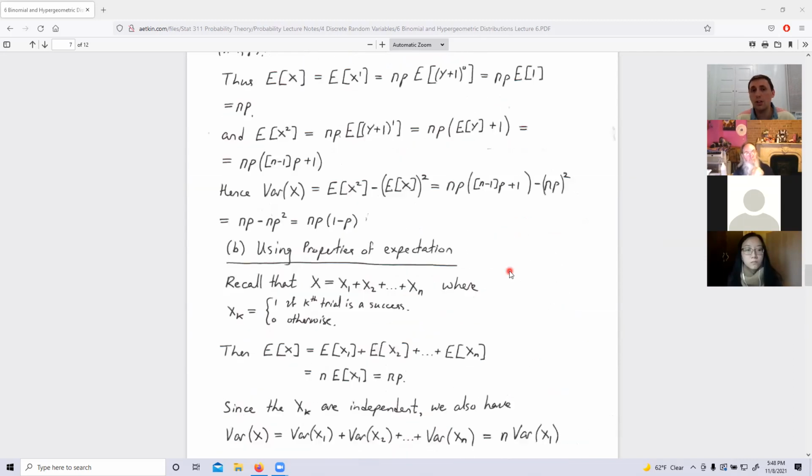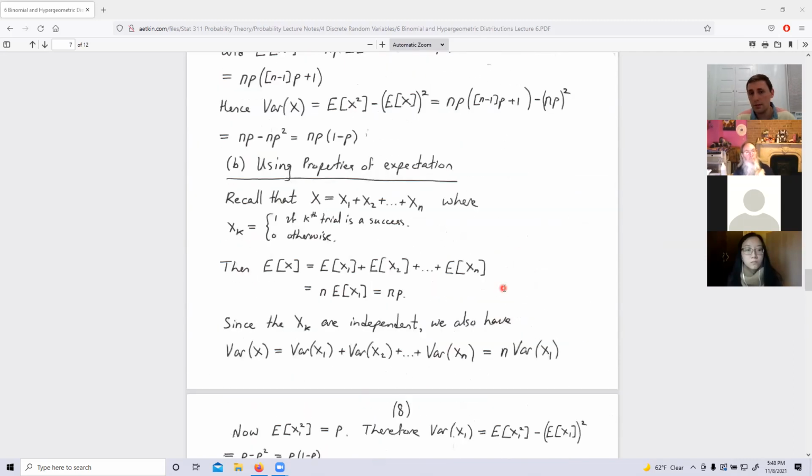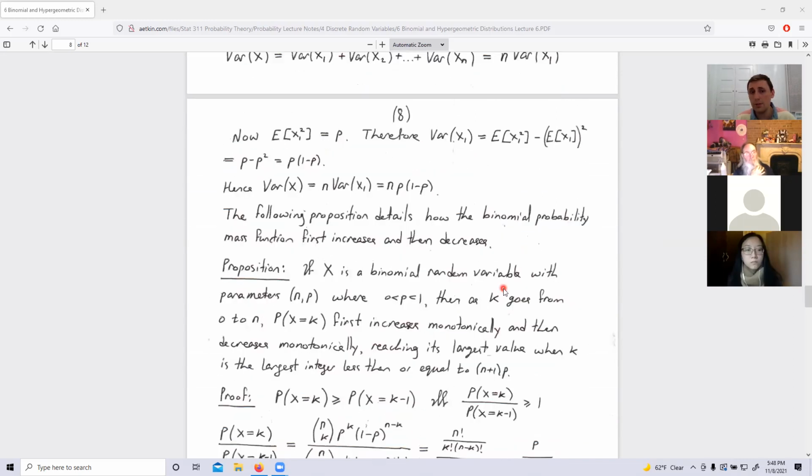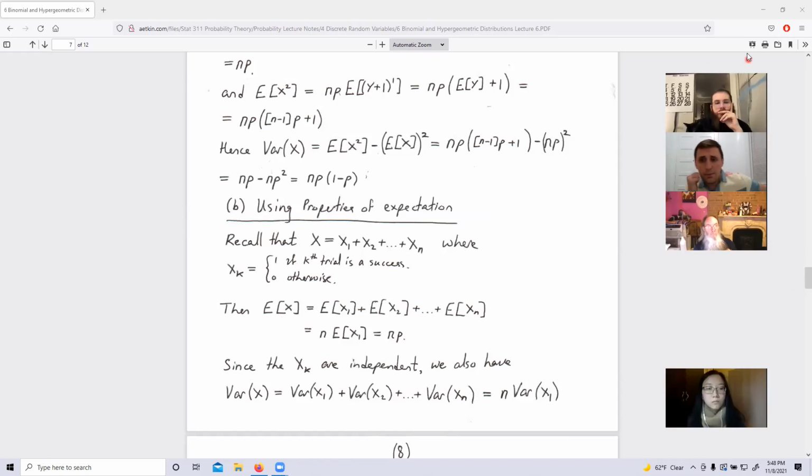I would like you to contrast it with the one that I skipped. You can see that you can accomplish it without using those properties, but it ends up being much less pleasant and long.